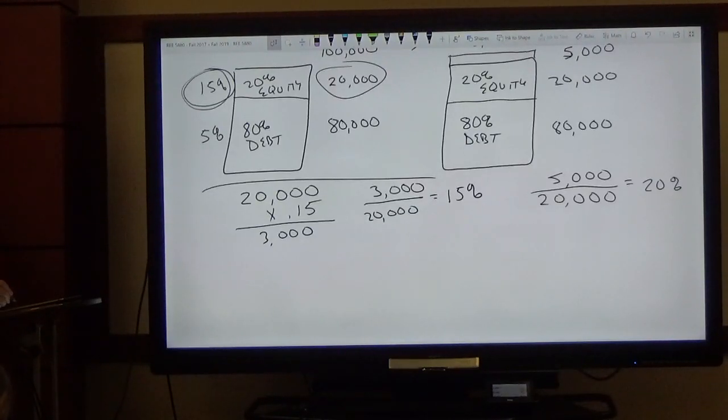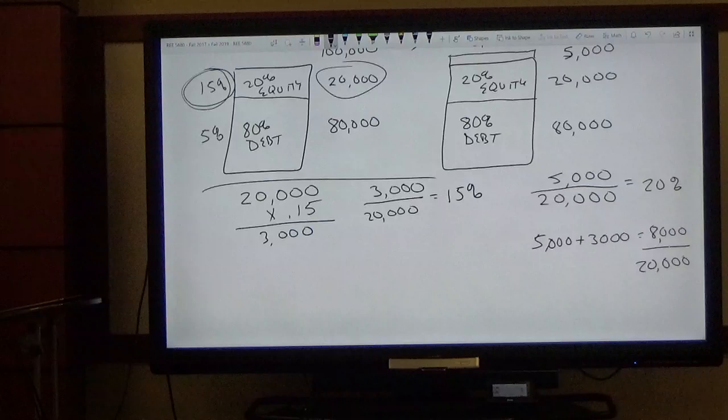Now, we have calculated the incremental return already of the 20%, but the combined return for the second year would actually be the $5,000 plus the $3,000, which would be $8,000 over the $20,000. So that's going to give you a 40% rate of return on your equity. And that's solving for what?